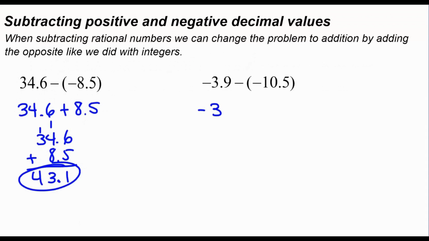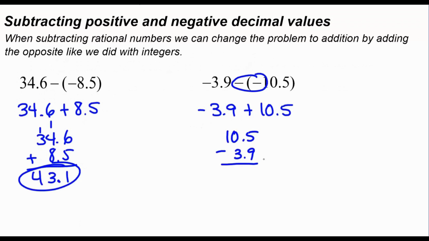Negative 3.9 minus a negative 10.5. This is like negative 3.9 plus 10.5 if we change this to addition, because remember, taking away a negative is like adding. It's increasing in value. Taking away negatives will increase in value. This is a negative plus a positive, so these values are going to cancel each other out. So basically, it's like taking away 3.9 from 10.5. And when we do that, we get 6.6. So again, changing these problems to addition made them much easier to compute.